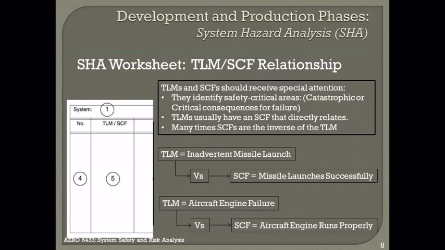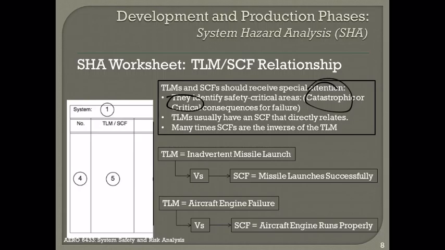Let's talk for just a moment about the relationship between top-level mishap and safety critical function. There's a relationship there. We already discussed what safety critical means. It means the results are catastrophic or critical if things go bad. A safety critical function is something that has to go right, or catastrophic or critical consequences might result. If the safety critical function does not function properly, it results in a top-level mishap. A car, for example, must steer properly in order not to crash into a tree. If the steering fails, the car may crash into a tree.